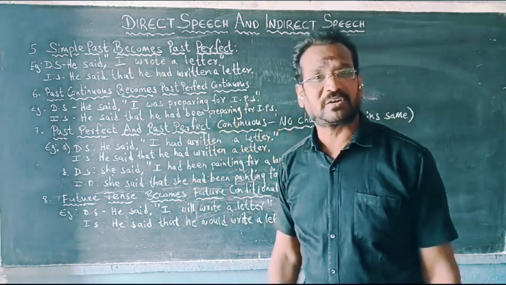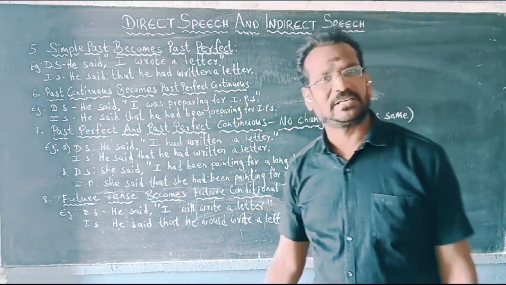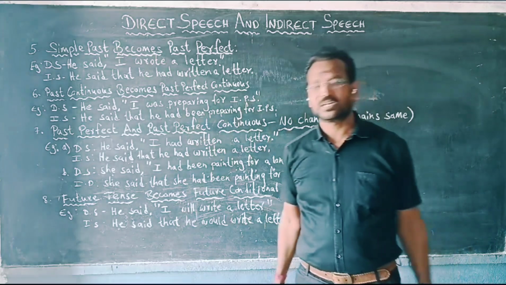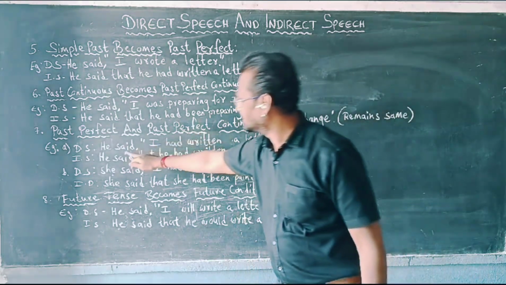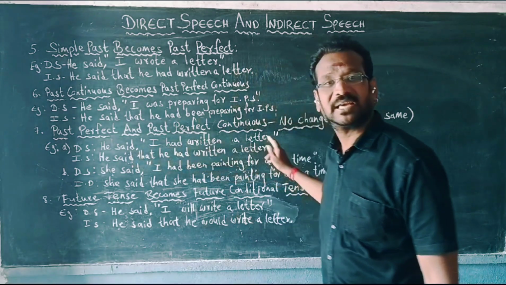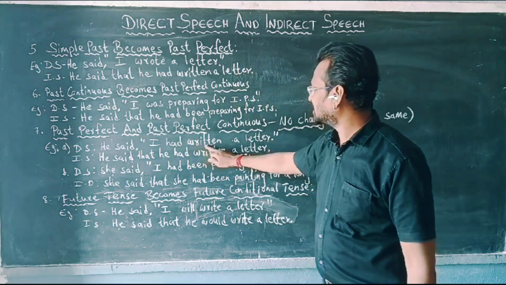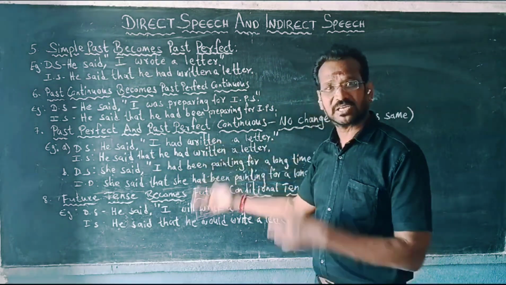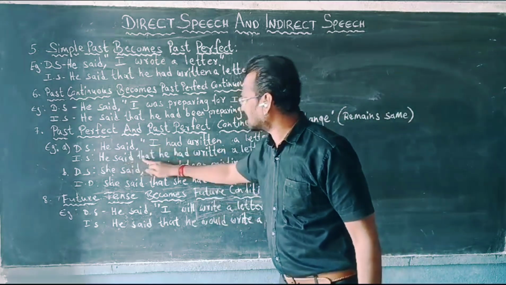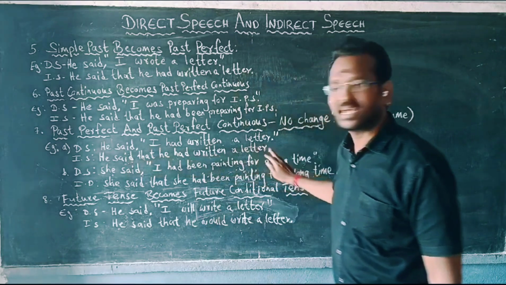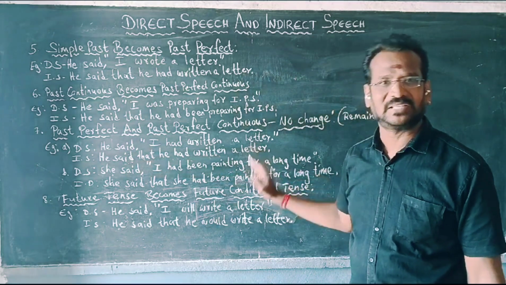Next, past perfect and past perfect continuous remain the same. There is no change. For example: he said, "I had written a letter." "Had written" is past perfect. When we are changing into indirect speech, it remains as it is. So: he said that he had written a letter. It remained as it is.